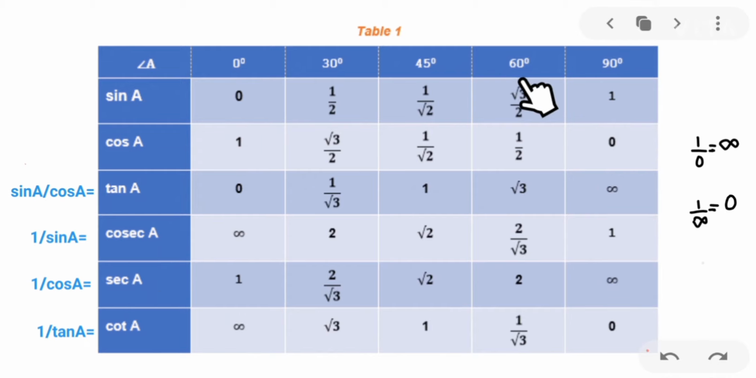So sec 60 value is 1 by 2. Reciprocal of 1 by 2 is 2 by 1. So sec 60 is 2. And sec 90 is 1 divided by 0, that is equal to infinity. So all the sec values can be obtained from taking the reciprocal of the cos values.